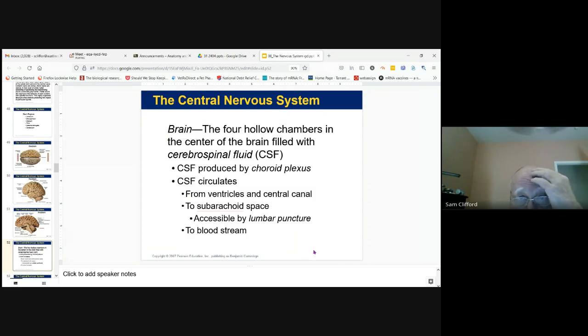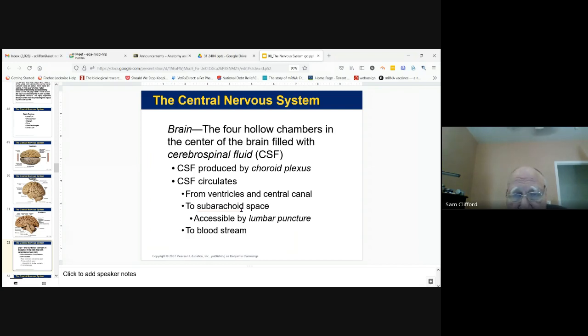So the brain has ventricles. These chambers produce and are filled with cerebral spinal fluid, which is produced in structures called the choroid plexus, which is blood vessels mixed with nervous tissue. These ventricles circulate the cerebral spinal fluid all around through the brain and in the subarachnoid space. And this fluid is very, very important.